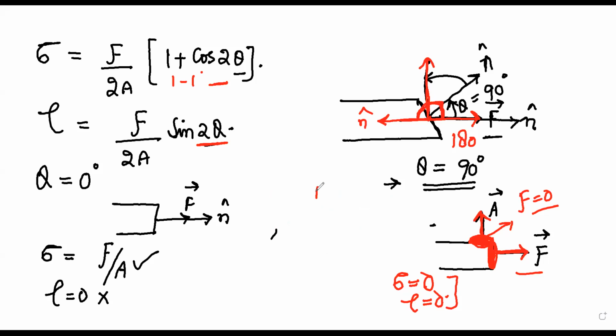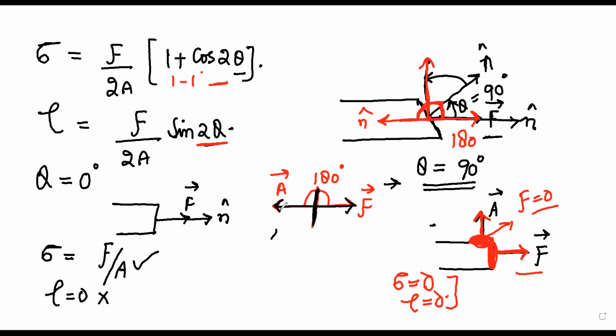We have an area like this. Force is acting in this direction and the area vector is in the opposite direction. The angle between them is 180 degrees or pi radians. So we can simply use this formula. On this area, force F is acting in this direction, while the area vector is in the opposite direction.